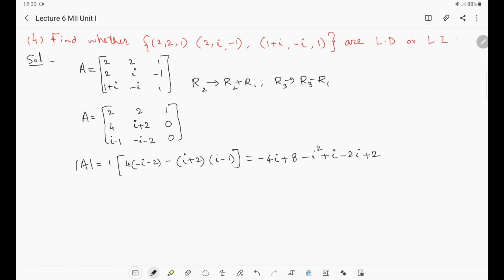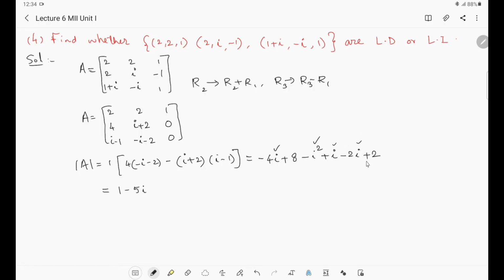Right? We have to simplify this. So what we will get here? This is equal to i square. Here i square is there. i square will become minus 1 and this minus will make it plus 1. So this entry is over. Now here minus 4i minus 2i minus 6i plus i. So we will get minus 5i, this one and this one covered.